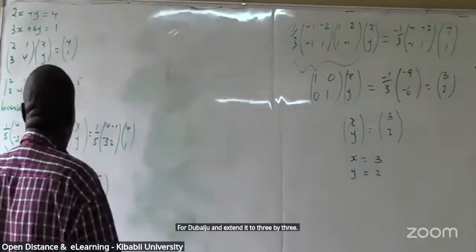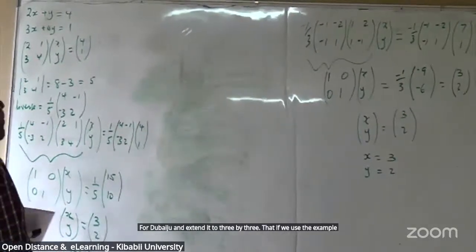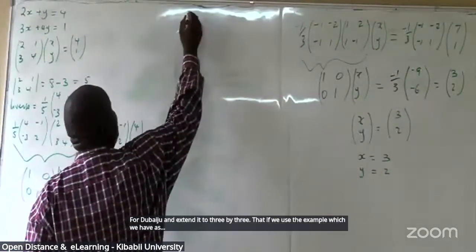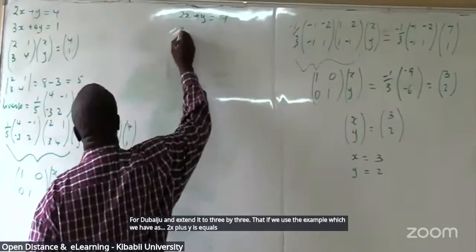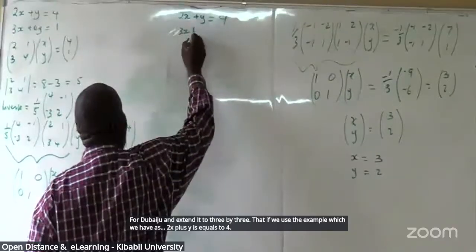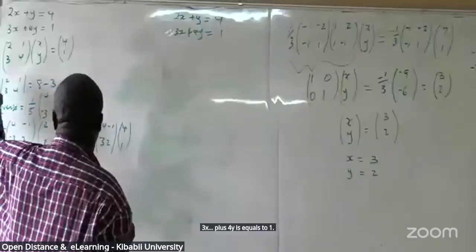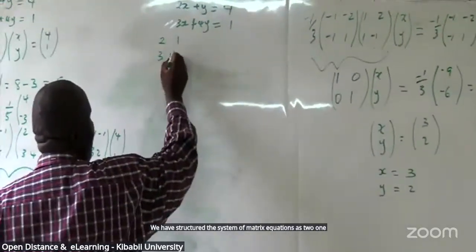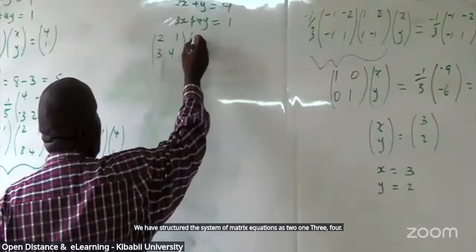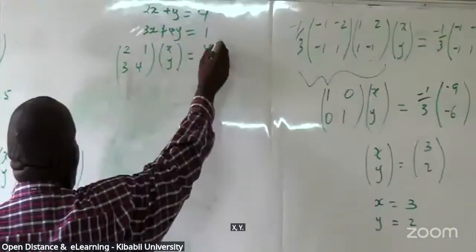That's if we use example 2, which we have as 2x plus y is equals to 4, 3x plus 4y is equals to 1. We extracted the system of matrix equations as 2, 1, 3, 4, times x, y, equals 4, 1.